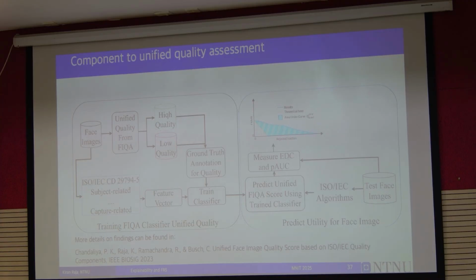So once I have that, for any new image that I get, if you're capturing it from your smartphone, I can tell you that this image is not of good quality because I have these many factors, these many small values, which is leading to that.